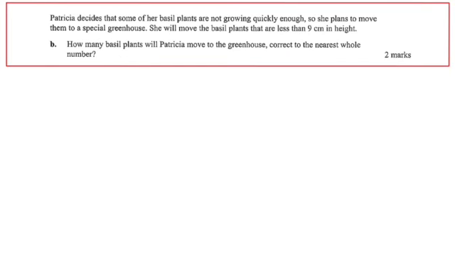Patricia decides that some of her basil plants are not growing quickly enough, so she plans to move them to a special greenhouse. She will move the basil plants that are less than 9 centimetres in height. Okay. This question says, how many basil plants will Patricia move to the greenhouse? Correct to the nearest whole number. Well, guys, we need to know the proportion of the basil plants that are less than 9 centimetres in height. So that sounds like a normal CDF to me. What about you? Yes, and then once we get that proportion, we can multiply that by the number of her basil plants, which is 2,000, and we'll have our answer, and then we just correct it to the nearest whole number. No problem. 2 mark question, easy as.